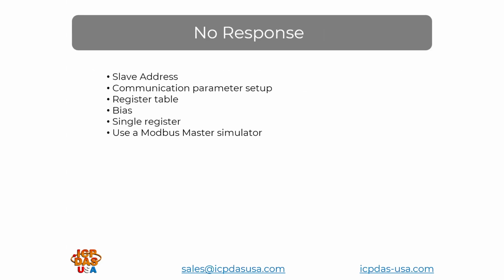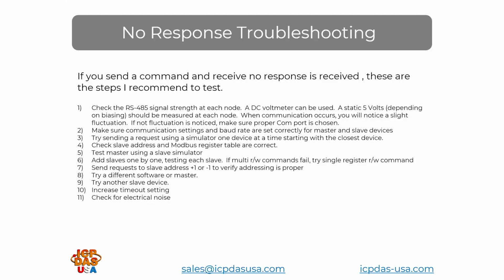Next, when you have everything connected and you think you should have communication, you can look for these things. Slave address. Make sure you have assigned a unique slave address and that you are sending the Modbus request to the correct address.